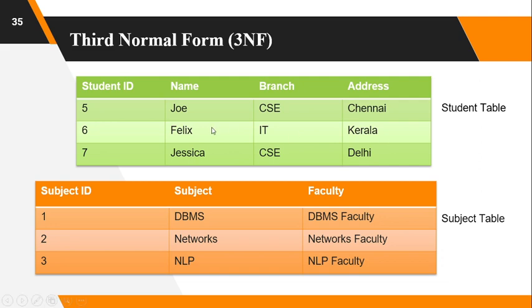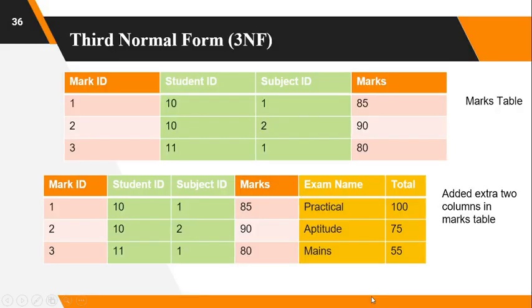We are taking the student table again. In the student table we have student ID, name, branch, and address. Then in the subject table we have subject ID, subject, then faculty. Then in the marks table we have mark ID, student ID, subject ID, marks, and we are going to add two more columns to the marks table. One is exam name and the other is total.